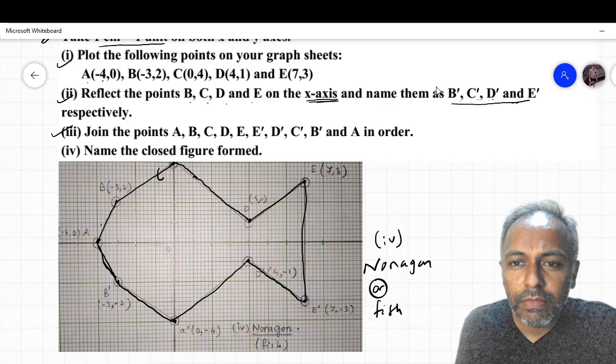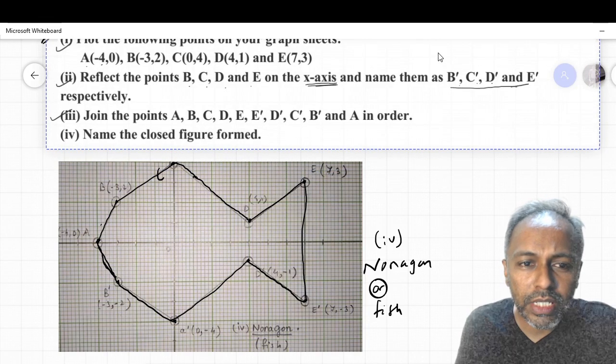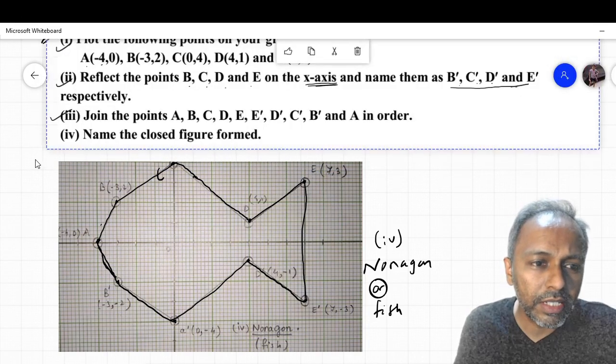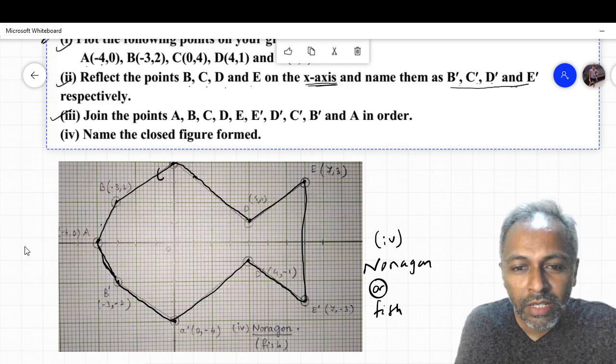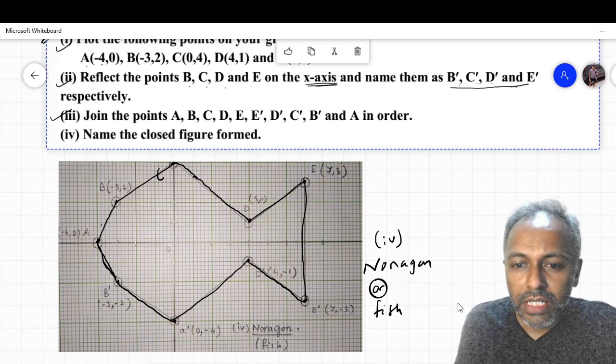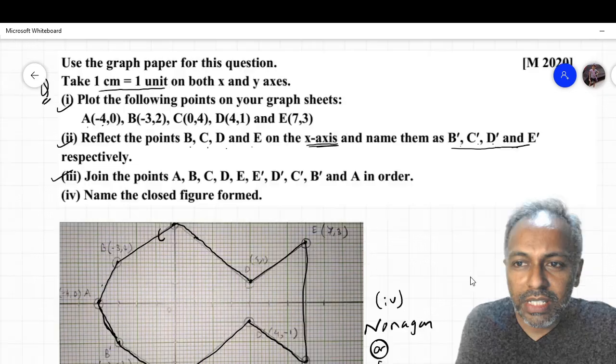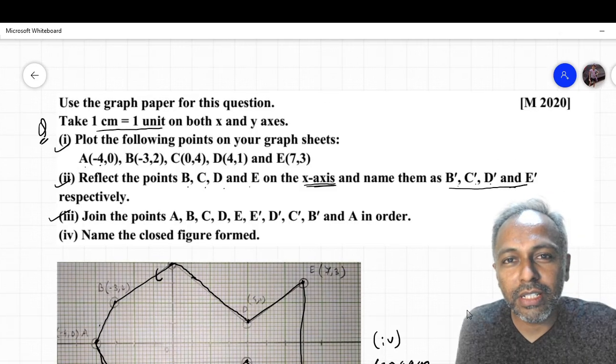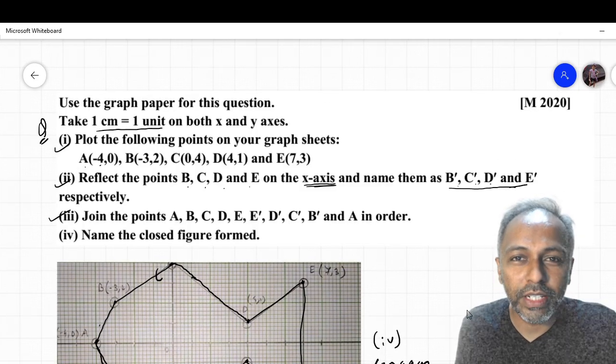I hope this was a little different. Some students naming it as a fish was a little innovative. Both answers are acceptable. So this is the end of your topic reflection, simple and scoring. I hope it is helping you.